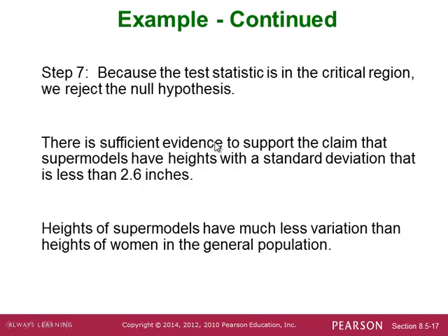And because the null hypothesis is that the population standard deviation is equal to 2.6, we will reject that and then conclude that the alternative must be true. And the alternative was that the standard deviation was less than 2.6, which means the amount of variability in the heights of the supermodels is less than that of the general population of women. Yay! So we use critical value to make that decision.